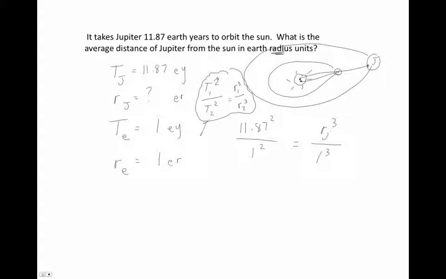Okay, again, my equation is just comparing the period squared of one object to the period squared of a second object, and that's equal to the radius of the first object cubed divided by the radius of the second object cubed. And it's really much easier to put your unknown on top. So I'm going to put Jupiter on top because that's what I'm hunting for. So I've got 11.87, the period of Jupiter squared, divided by the period of the Earth squared, and it's equal to the radius of Jupiter cubed divided by the radius of the Earth cubed. 1 squared and 1 cubed is easy, so now I just have to do the other math.